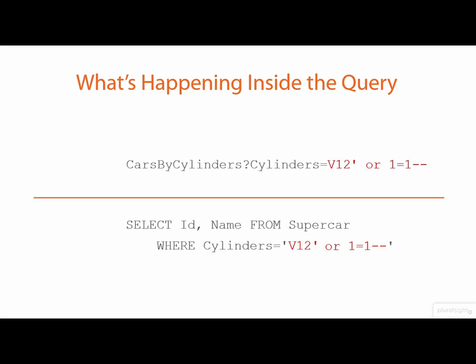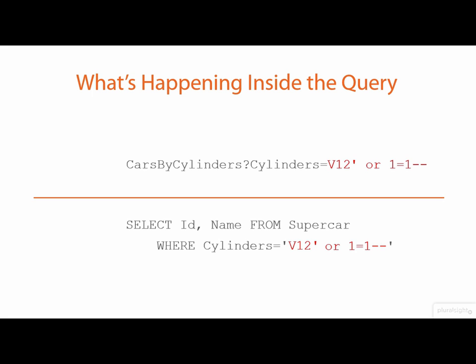Now after the OR operator, we've got this 1 = 1 condition. And clearly, 1 equals 1 is always going to be true. Combined with the OR operator, it's effectively going to negate the V12 condition. It doesn't matter that we're looking for cylinders that are V12s, because after that we say, or if 1 equals 1, which again is always true, then return the result. So this actually fundamentally changes the nature of the query. It's no longer a filtering query. We're just going to get everything.